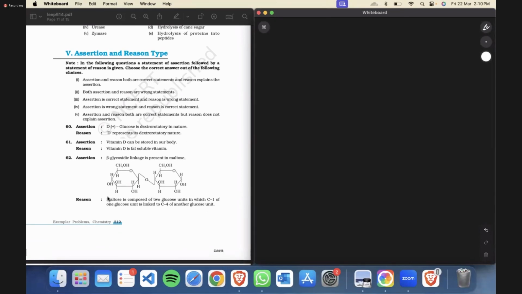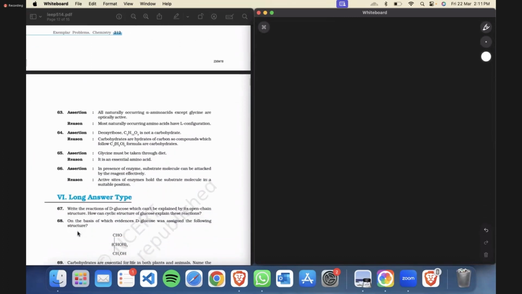62nd. Assertion: Beta glycosidic linkage is present in maltose. Reason: Maltose is composed of two glucose units in which C1 of one glucose unit is linked to C4 of another. Reason is correct, but assertion is wrong. Moving onwards to 63. All naturally occurring alpha amino acids except glycine are optically active.